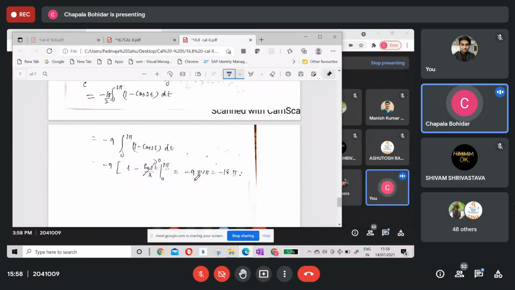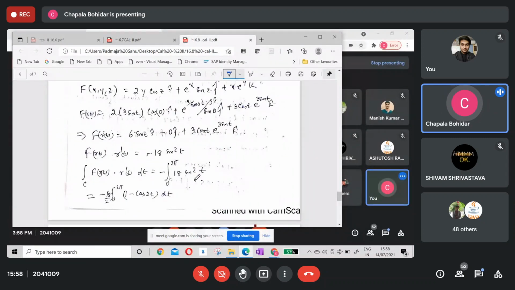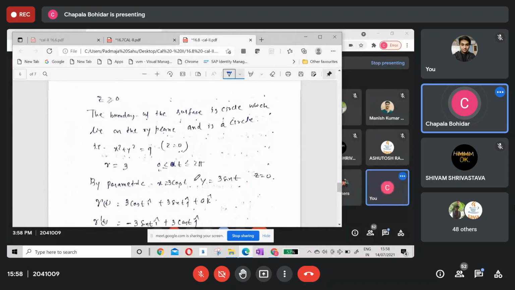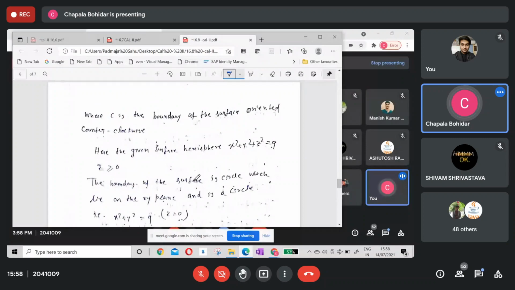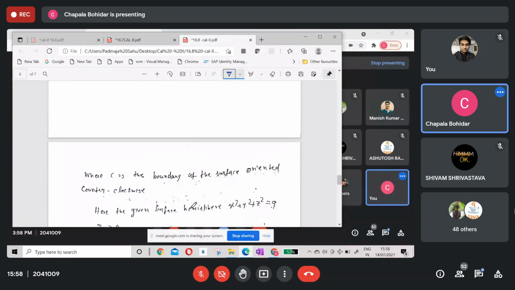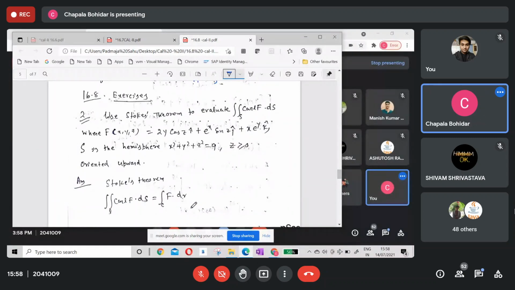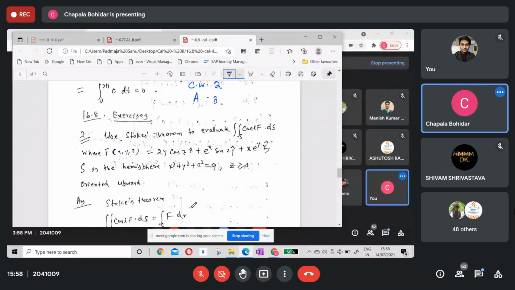This type of question is an important question. Directly you can solve it here. The boundary of the surface is a circle which lies on the xy plane, so on the circle our value z is equal to 0. Use Stokes theorem to evaluate this, where the surface is the hemisphere oriented upward. So my answer is positive, as it is oriented upward.